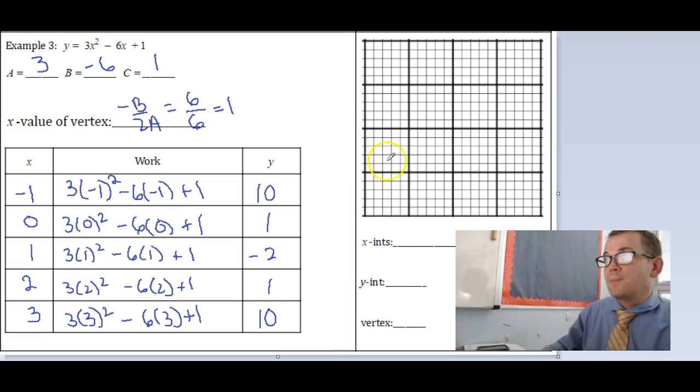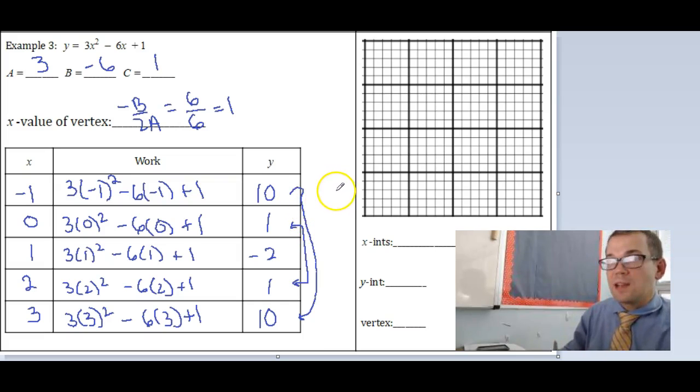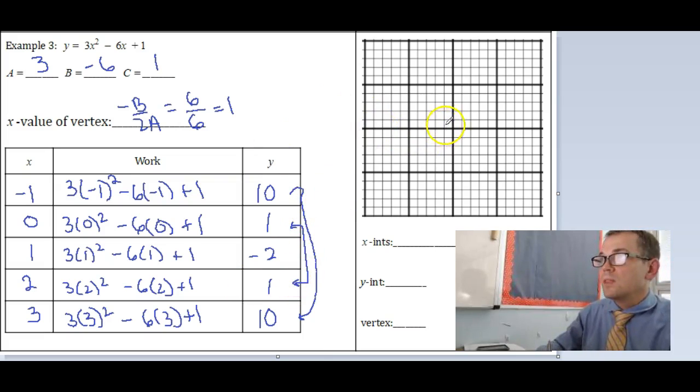And now we're going to plot these points. There's nice symmetry in the table. These match. These match. That's a good sign because I didn't mess anything up. I got the right middle value. The point -1, 10 is up here. The point 0, 1 is here. The point 1, -2 is here. 2, 1, 3, 10. And it's a nice U-ish shape.